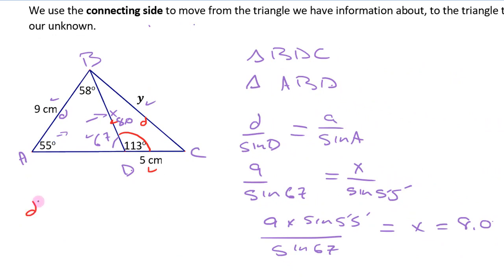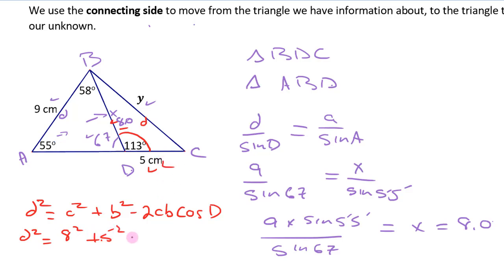Using the cosine law, I get d squared is going to equal c squared plus b squared minus 2cb cosine of angle D. Substituting in, I get d squared equals c, which is what we just calculated, 8.0 squared, plus B, which was given as 5, squared, minus 2 times 8 times 5 times cosine of angle D, which was 113. That was given as well too.